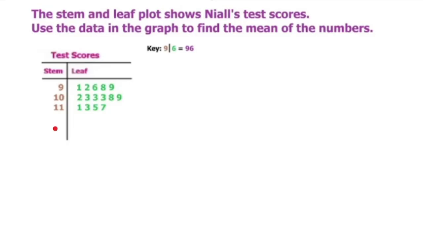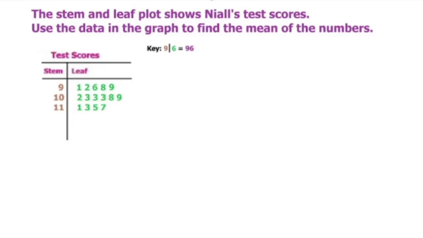So here we have the stem and leaf plot, and this is the key, okay? The key just tells you how to read this stem and leaf plot. So 9 and 6, for example, this is the stem, this is the leaf, would equal 96. Then let's do this one, for example. 10 and 2 is going to be 102. Okay? So understand that in a stem and leaf plot, the first part of the number is the stem, the last digit of the number is the leaf.